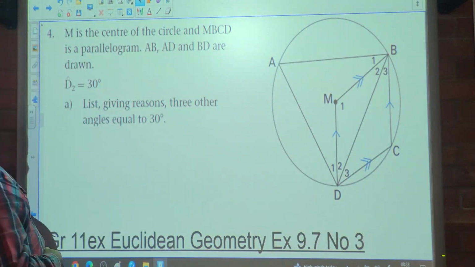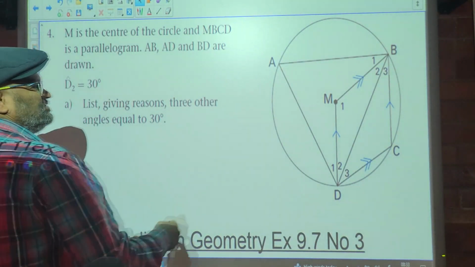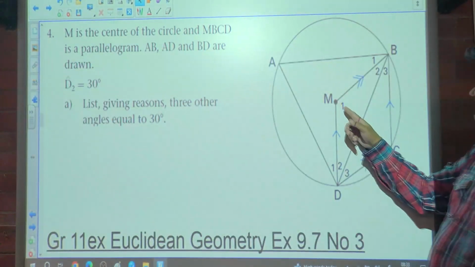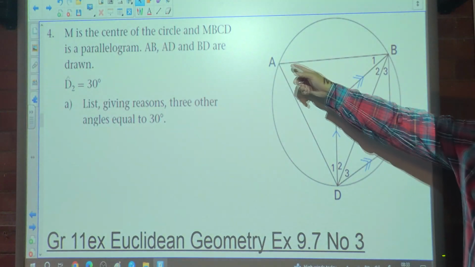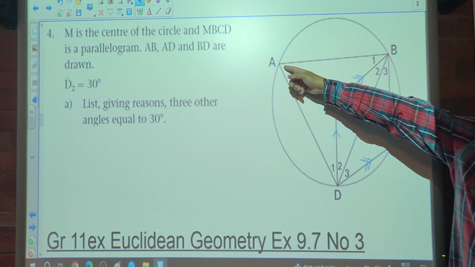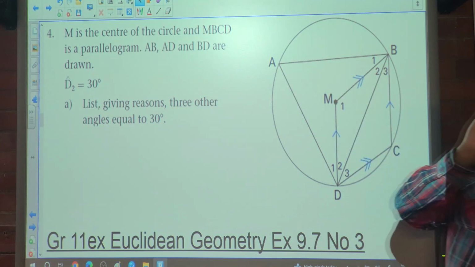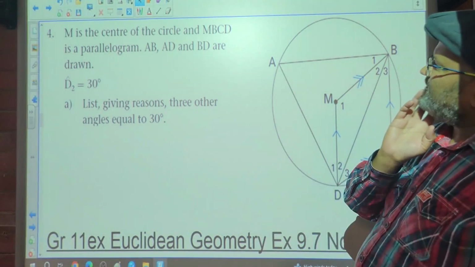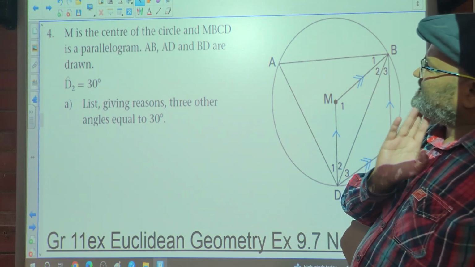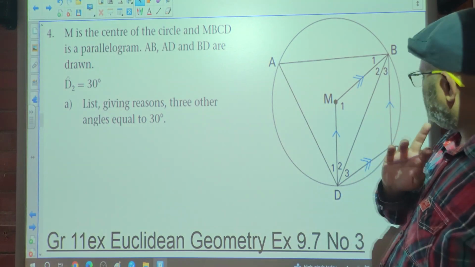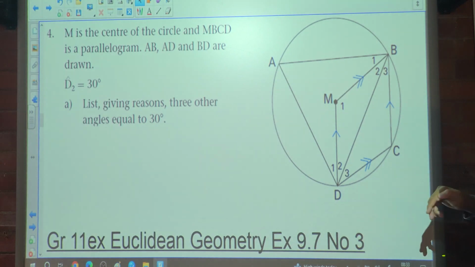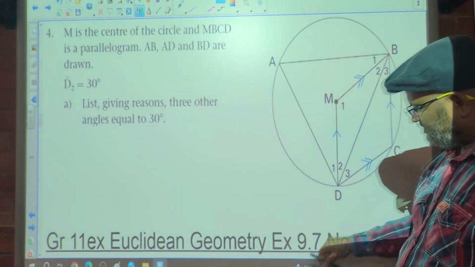So we are told that M is the center of the circle. If M is the center of the circle, what do we know? That M1 is equal to twice angle A. Why? Angle at center is twice angle at circumference. Then we are told that ABD are drawn. D2 is 30 degrees. 30 goes here.